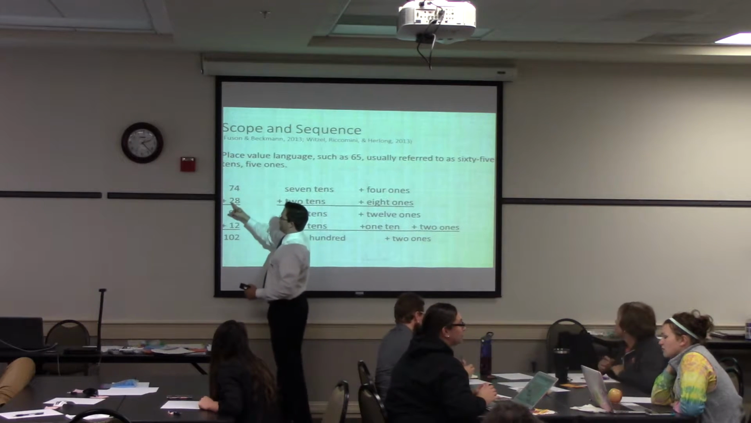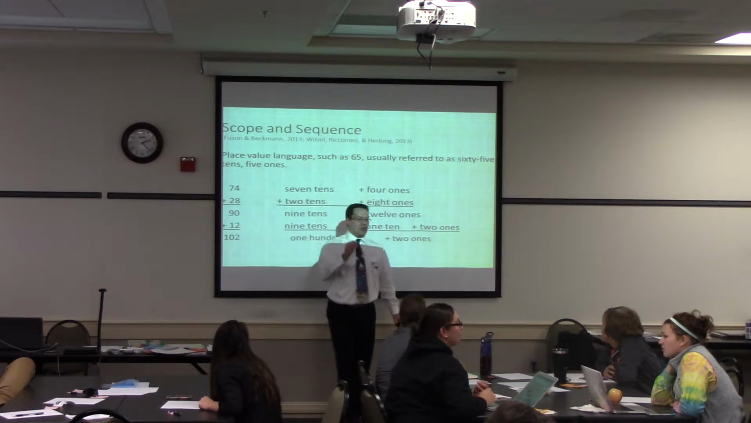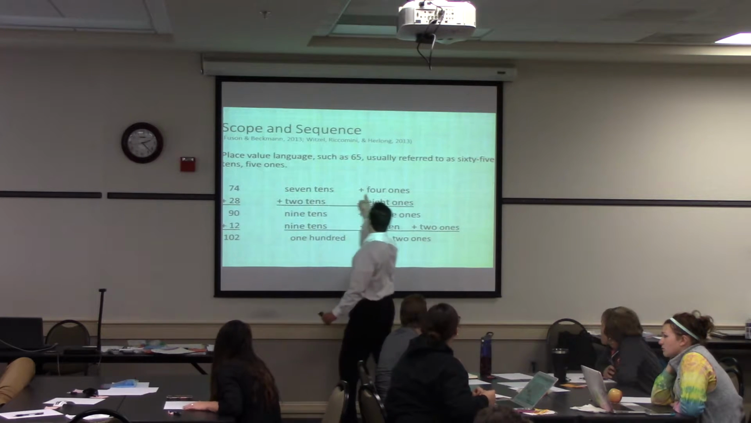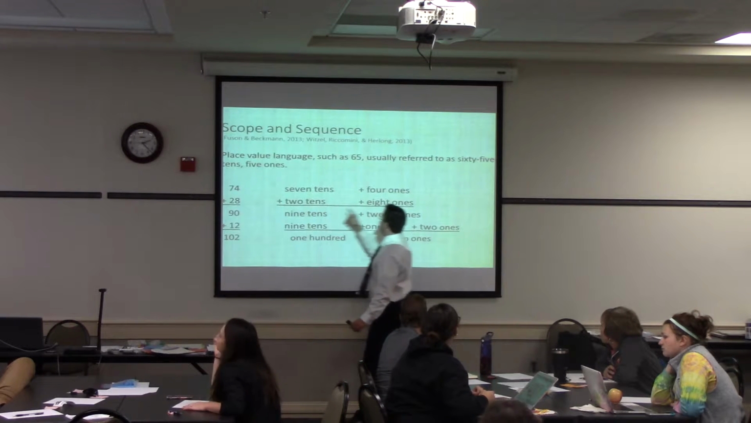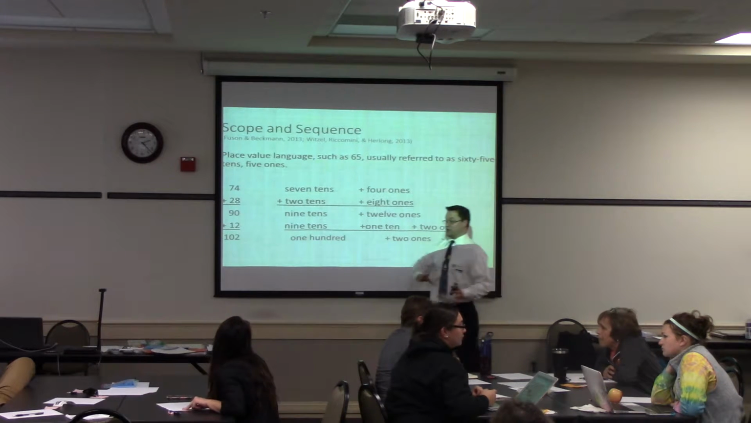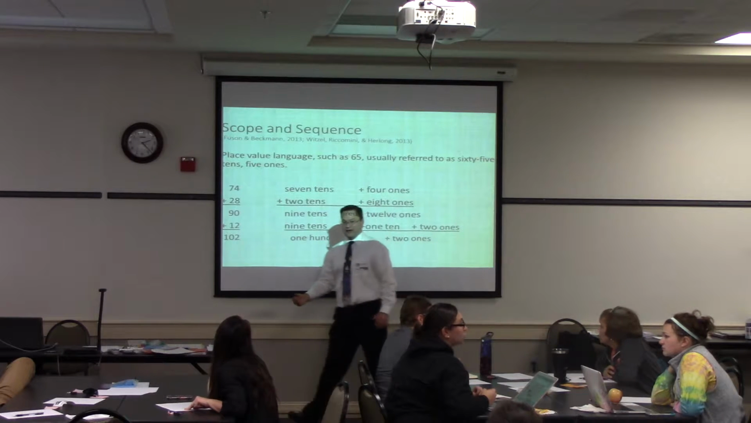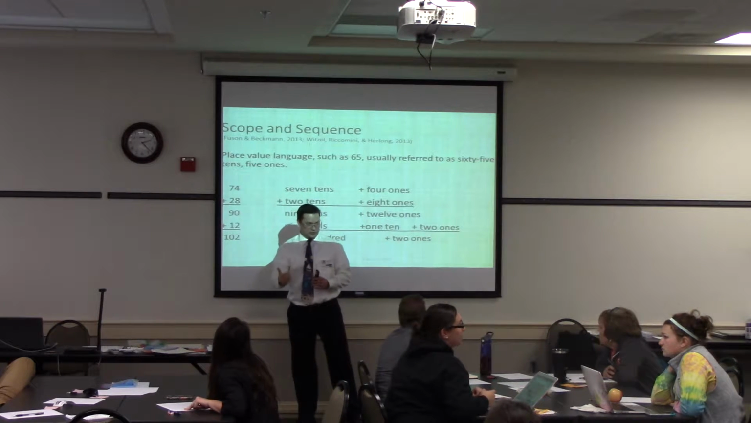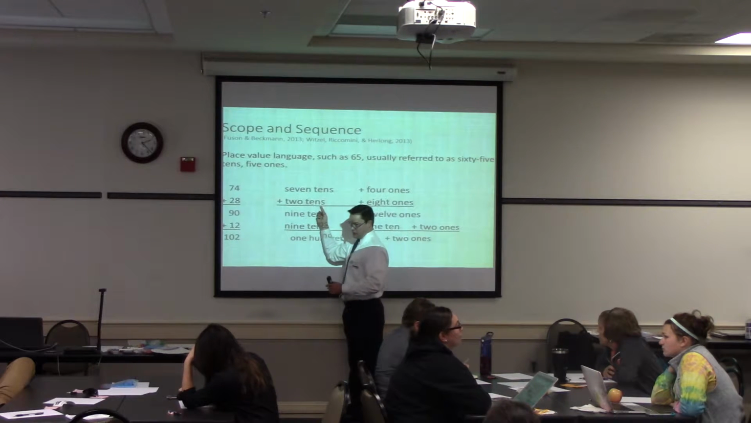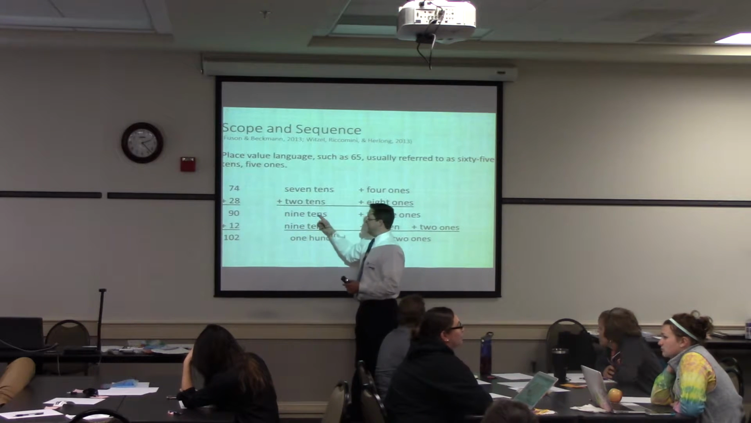But take a look. 74 plus 28. It is not 74 plus 28. It is 7 tens, 4 ones, plus 2 tens, 8 ones. It is place value language. It's a kindergarten standard that is rarely pushed to the full extent. And so, what happens if I'm adding 7 tens plus 2 tens? The answer would be 9 tens.